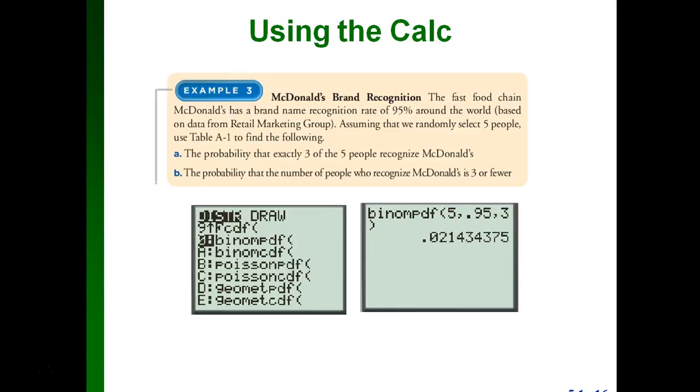So you're going to hit enter on the binomial PDF, and then you'll see number of trials, p, and the r value or the x value that you're looking for. So trials was 5, probability of success was 0.95. I'm looking for exactly 3. When you hit enter twice, you get 0.02 and a little bit more. So about a 2% chance.